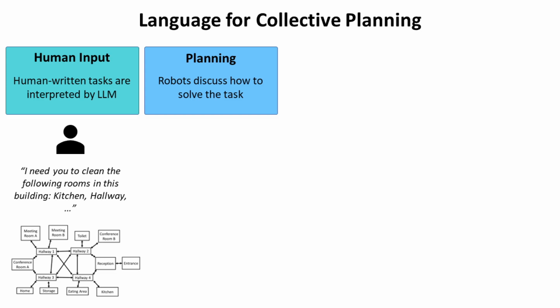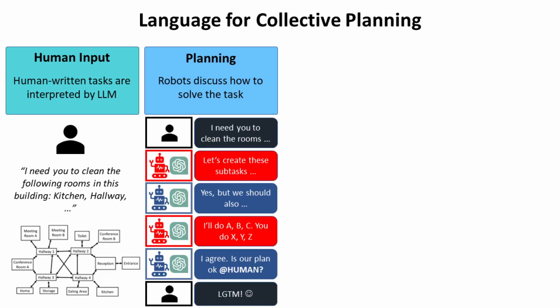Next is the planning stage. So each robot we have has a large language model that allows it to become an entity in the chat environment. And so we literally put our robots into a chat room and have them talk to each other by sending messages one at a time to discuss the task that has to be done, to break it down into subproblems, and to decide and assign who does what.